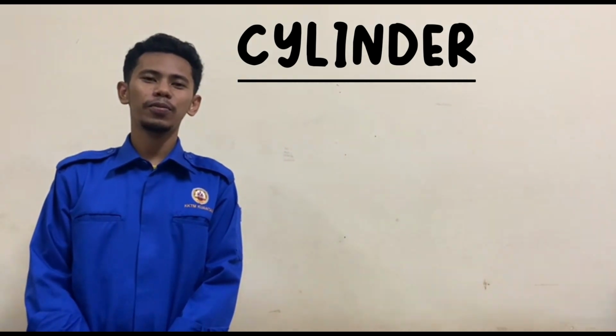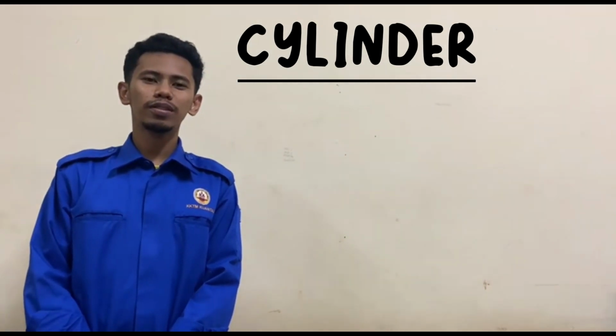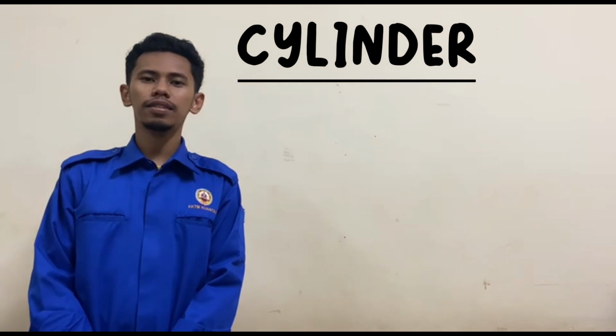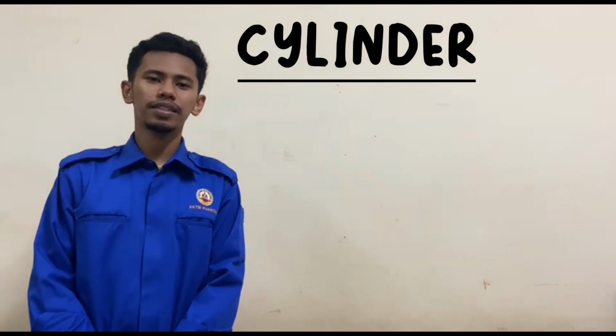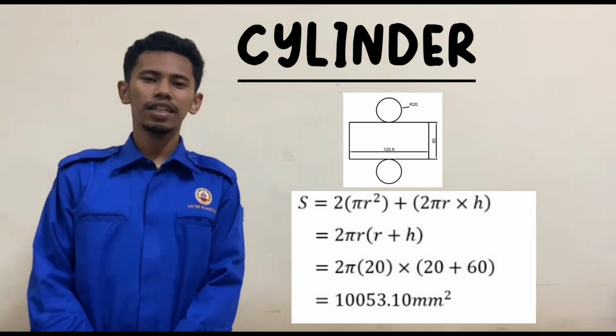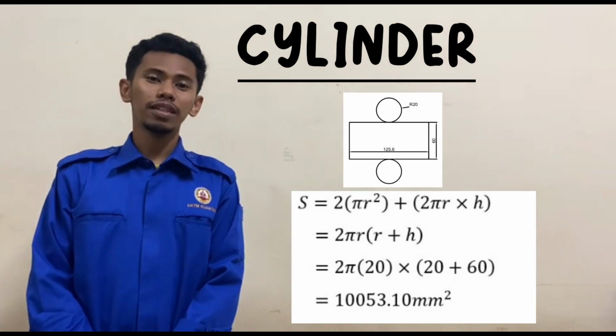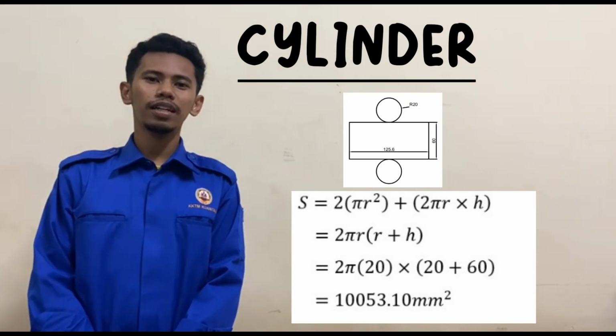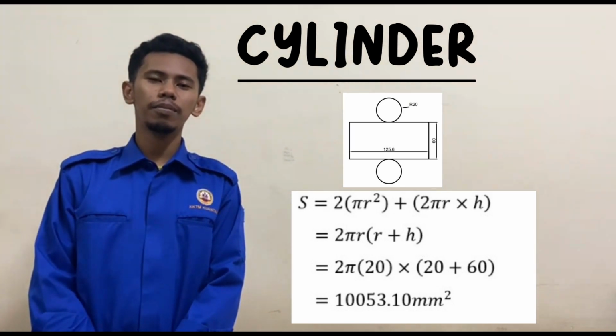For the cylinder, we use the equation 2 times pi times r times r plus h, where r equals 20 and h equals 60. When we substitute into the equation, we get 10,053.1 millimeters square.